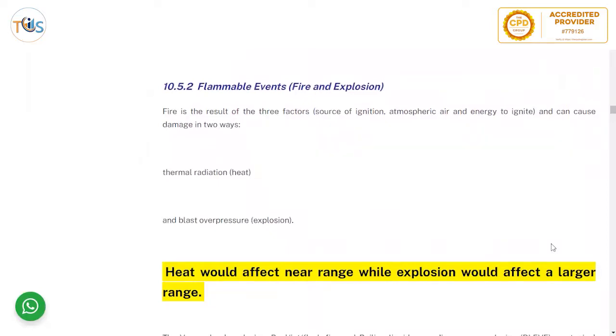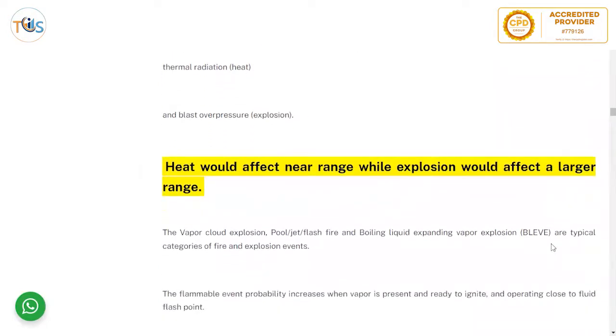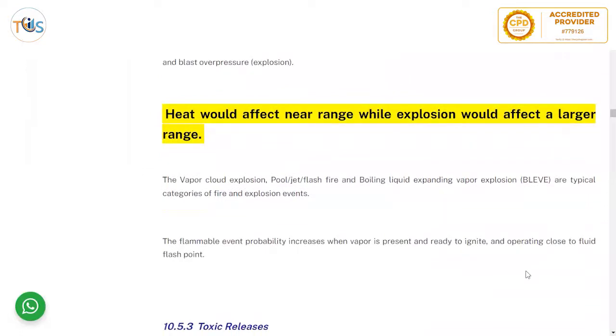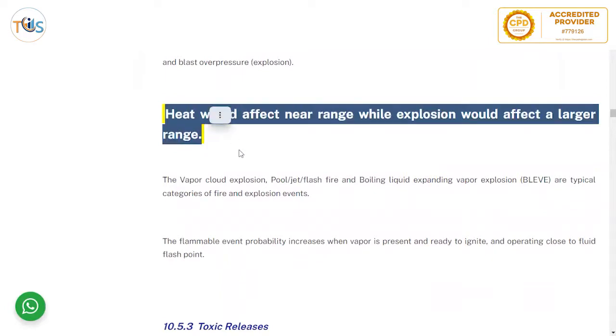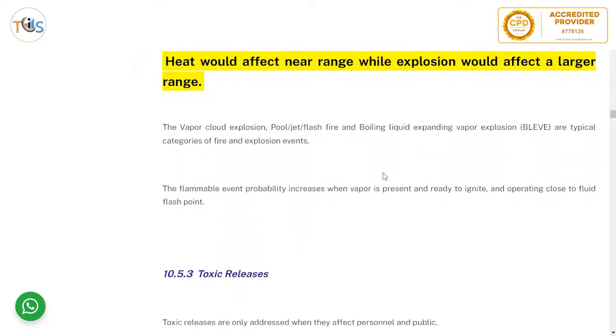Fire is the result of 3 factors: source of ignition, atmospheric air, and energy to ignite, and can cause damage in 2 ways: thermal radiation, heat, and blast overpressure or explosion. Heat would affect near range, while explosion would affect a larger range. So this is very straightforward, but this could be a potential examination. What would heat affect? Then the answer would be near range, whereas explosion would cover a larger range.